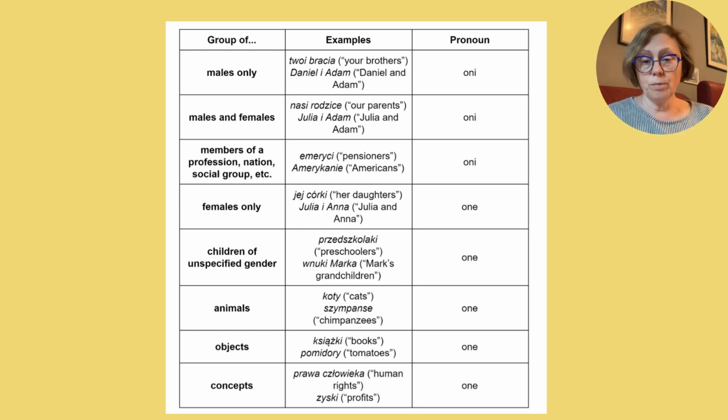Group of objects. Examples: książki, books, pomidory, tomatoes, pronoun one. Group of concepts. Examples: prawa człowieka, human rights, zyski, profits, pronoun one. I hope you understand.